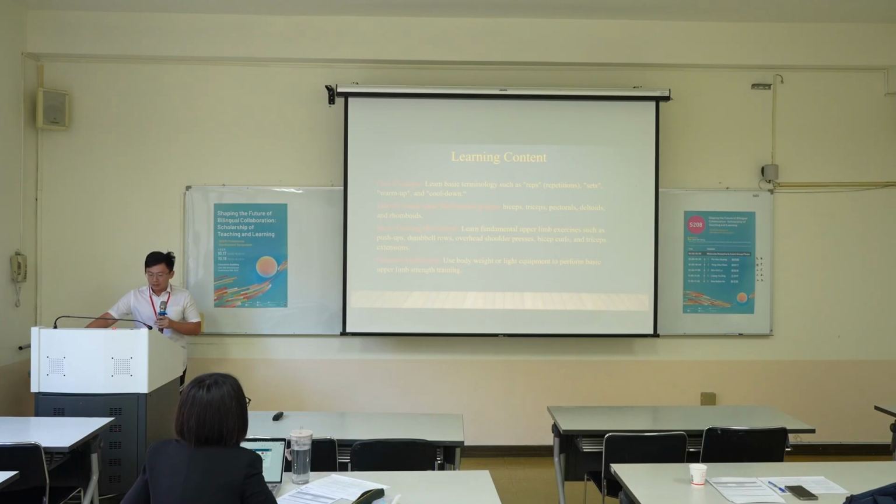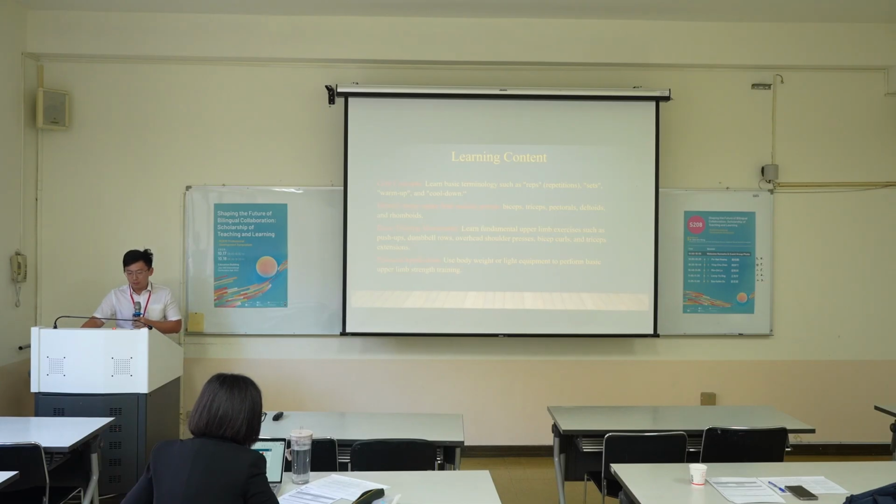Next I will show them some basic training movements, learn some fundamental exercises such as very simple push-ups, or use some very light weights, dumbbell rows or overhead shoulder press, bicep curls or tricep extensions. We will show them how many skills and movements, and let them learn more quickly and correctly. So they can use their body weight or light equipment to perform this basic upper limb strength training in this class.